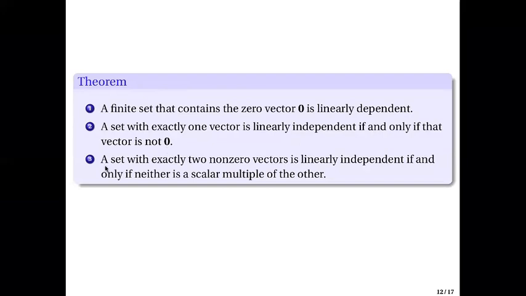Now, for the third one, a set with exactly two non-zero vectors is linearly independent if and only if neither is a scalar multiple of the other. So if you recall this example here, where is that example?